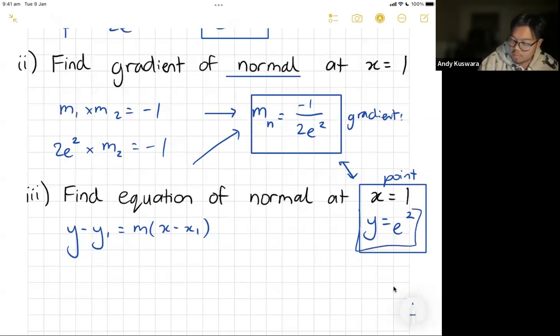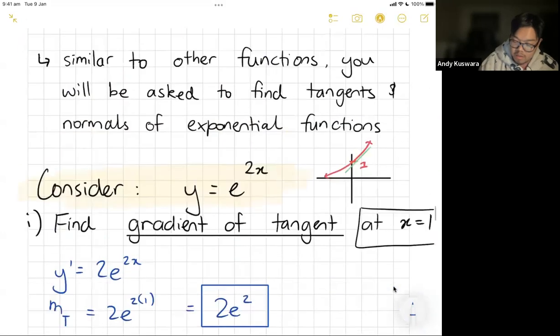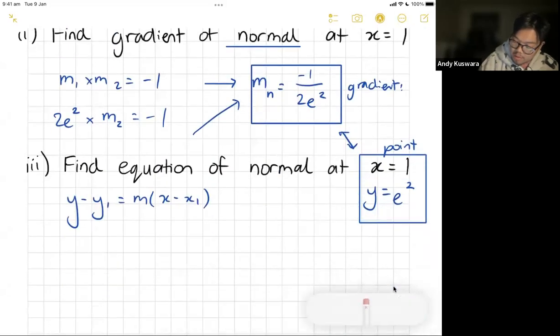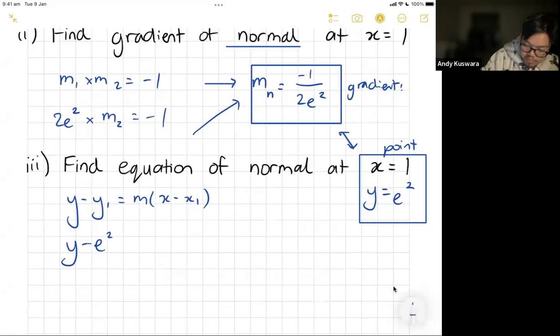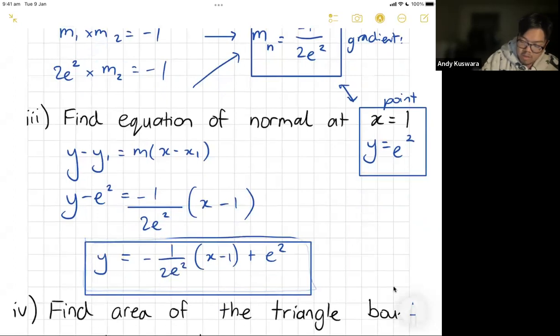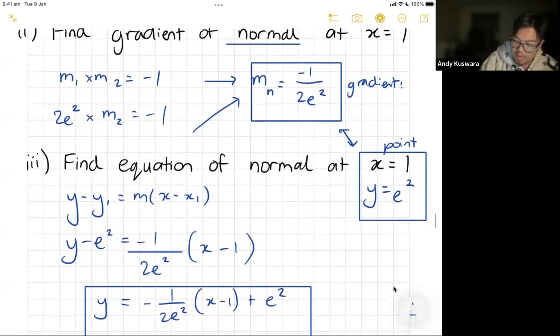Now, just a little touch on the point: the point you always sub back into the original equation. Once you sub back into the original equation, you've got your point and your gradient. Go straight for it: y minus y1 equals m bracket x minus x1. And to make it nice, I'm just going to add the e squared here, and I'm going to leave that as it is. There's the equation of my normal at the point x equals 1.